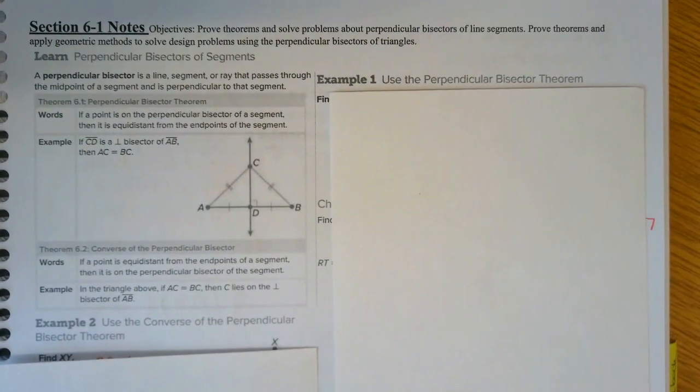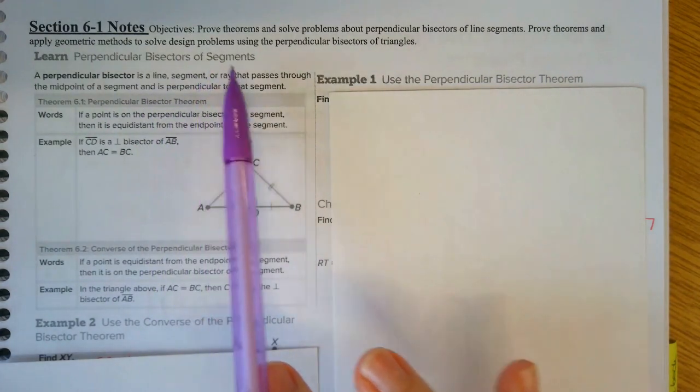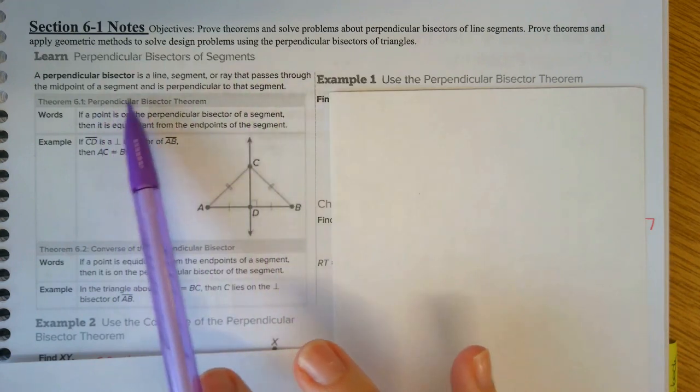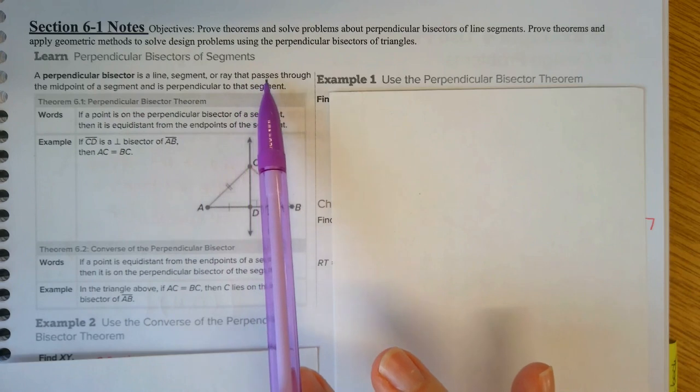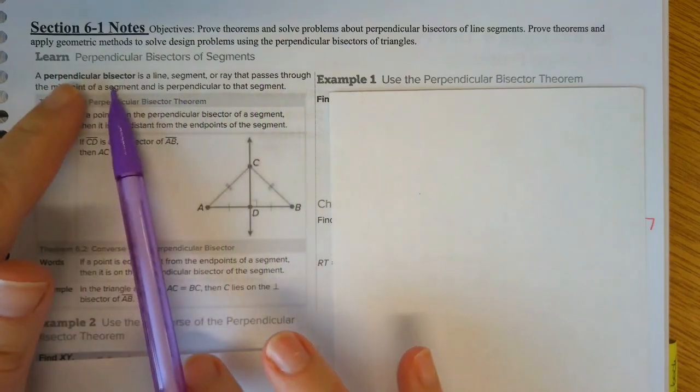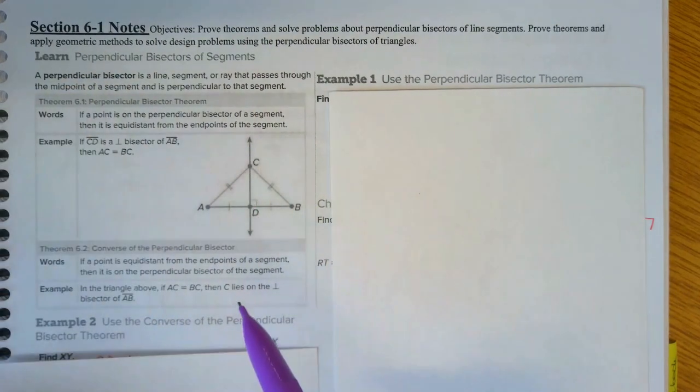Section 6.1, we will be finding perpendicular bisectors. A perpendicular bisector is a line, segment, or ray that passes through the midpoint of a segment and is perpendicular to the segment. So just like the wording is saying, it's going to bisect the opposite side, and it's also going to be perpendicular.